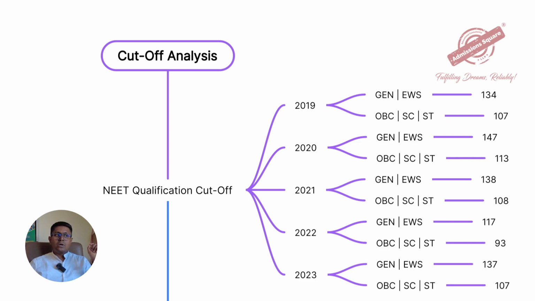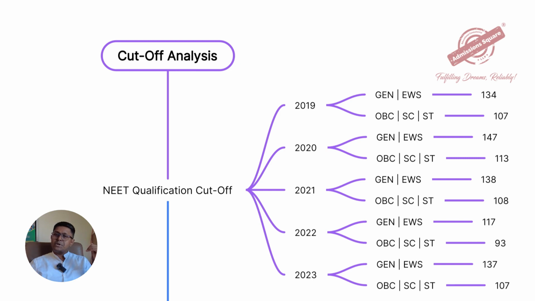In 2020 it was 147 for general and 113 for reserve candidates. In 2021 that changed, for general it went to 138, and for OBC SC ST it is 108. In 2022 the general cutoff was 117, and for reserve category it fell down to 93. Last year 2023 the general cutoffs were 137 and 107 for OBC SC STs, correct? So these all are the cutoffs from various years, so that you understand that you have to perform.